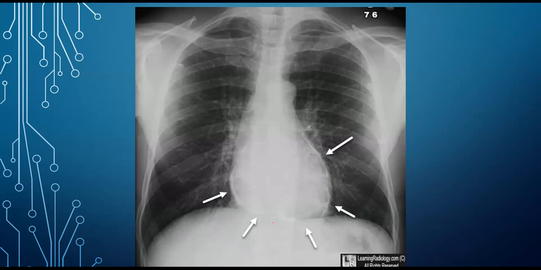Now, if you look at this arrow, you can see there is a whitish demarcation. That demarcation is because of excess calcium deposition in the pericardium. And that calcium is looking like this eggshell appearance. And that's a classic picture for constrictive pericarditis. Okay?